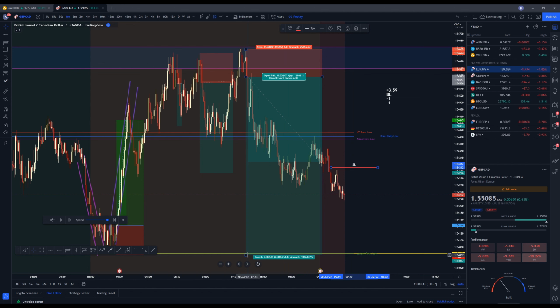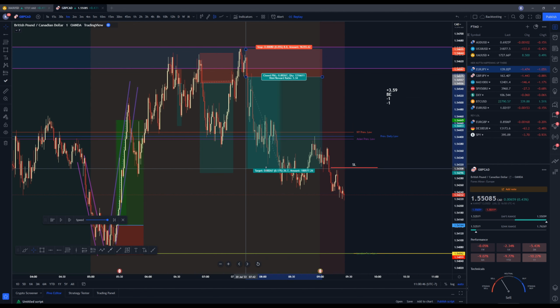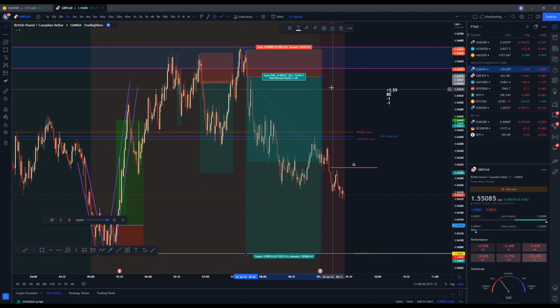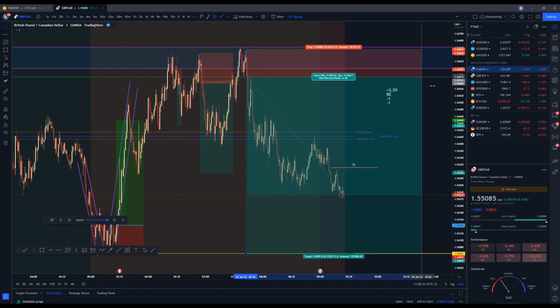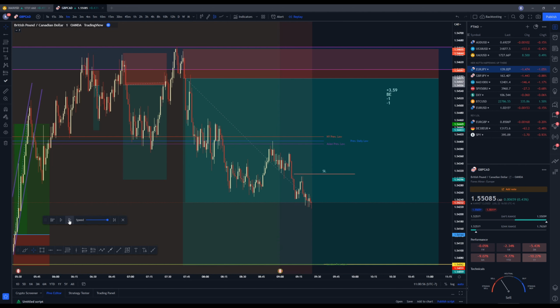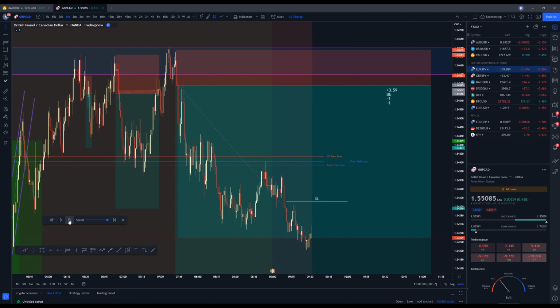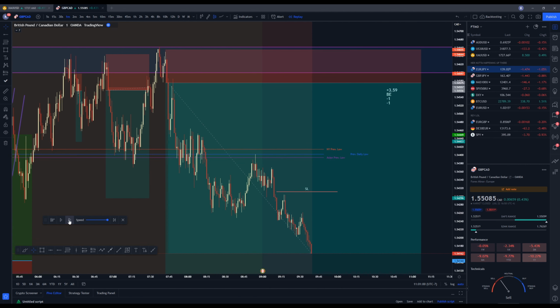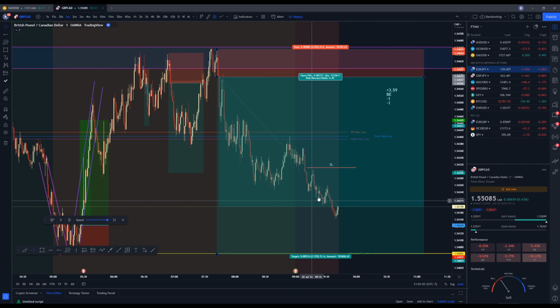And this point is a 1 to 3.3. So not the best, not the worst, but at this point we should not return to that area. We should continue lower. But if we do, I'll be quite sad. So let me see what this is here.